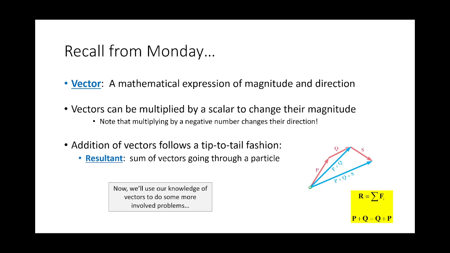Let's get back into the frame of mind of what we were talking about on Monday. We introduced two mathematical objects, scalars and vectors. Remember, scalars are basically just numbers because all they carry with them is a magnitude, and vectors carry with them magnitude and direction. That's what makes a vector special. Vectors can be multiplied by a scalar to change their magnitude, and if you multiply by a negative number, that just changes its direction. It flips it about its line of action.